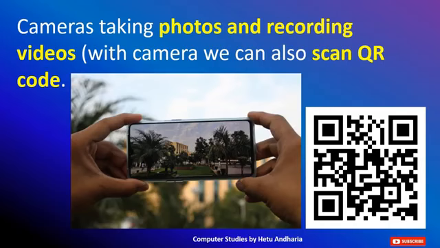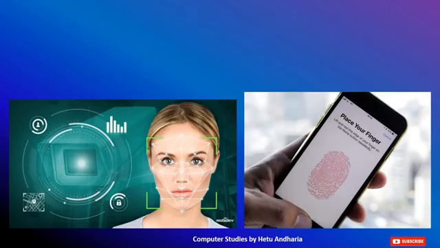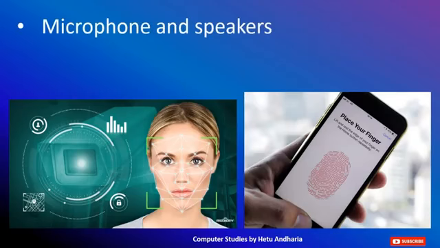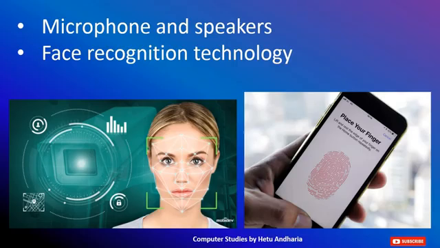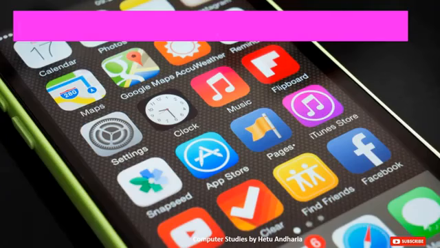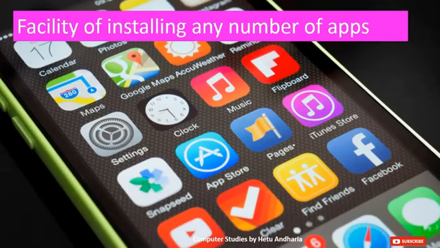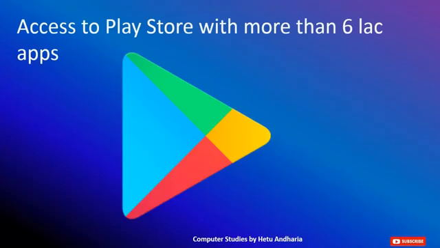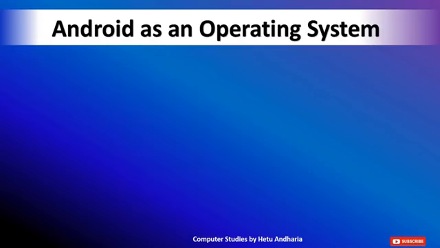Then cameras for taking photos and recording videos. With camera we can also scan QR code, make the payment and make the transactions. Then microphones and speakers. Face recognition technology. You can give a face lock to your mobile phone. Fingerprint recognition, right? These are all the key features of Android. Another is the facility of installing any number of applications. Access to Play Store with more than 6 lakh apps is possible here. So these were all the features of Android.